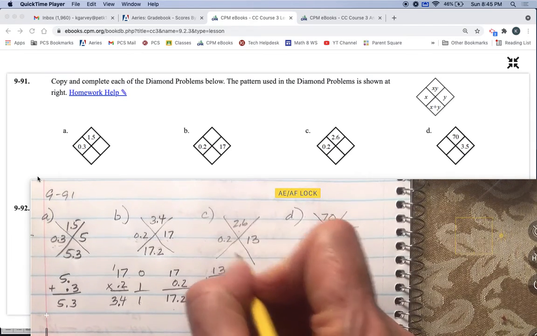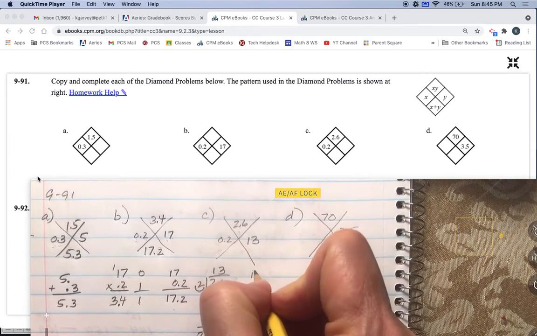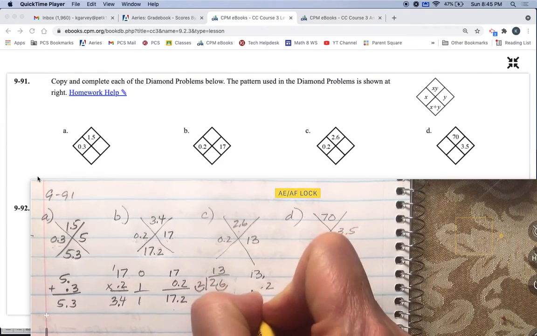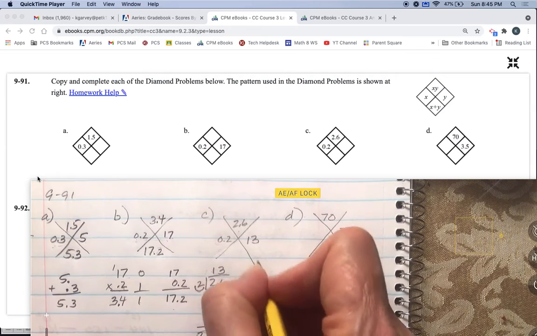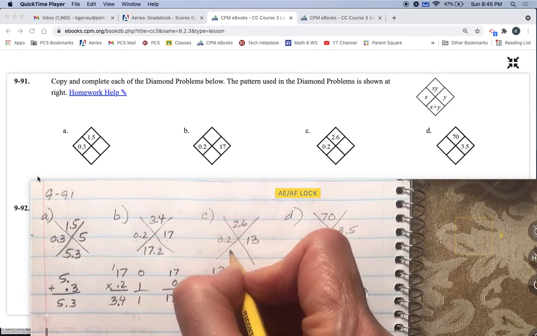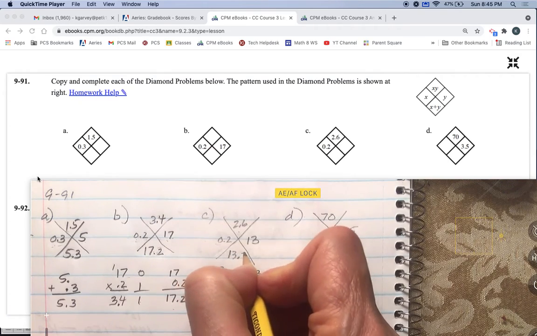Okay, so here we are going to line up the decimal points. That's 0.2 here. So that's 13.2. And that goes down here, 13.2.